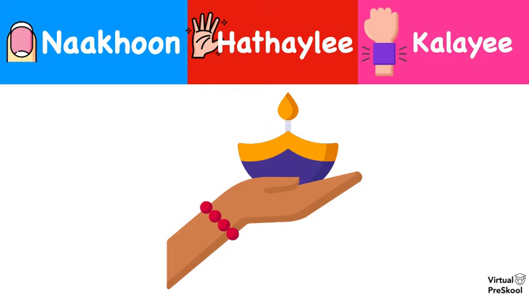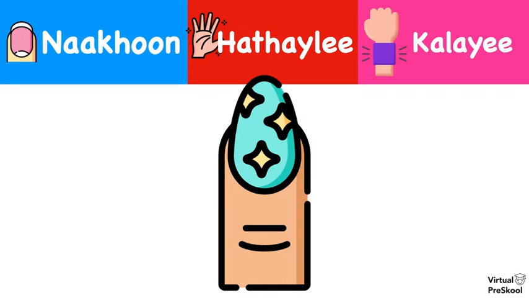Okay, look, it's Diwali, and this lady is holding a diya in the palm of her hand. And how do we say palm? Is it nakhun, hatheli, or galai? Palm is hatheli. She has diamonds on her nails. How do we say nail in Hindi? Is it nakhun, hatheli, or galai? Nail is nakhun.